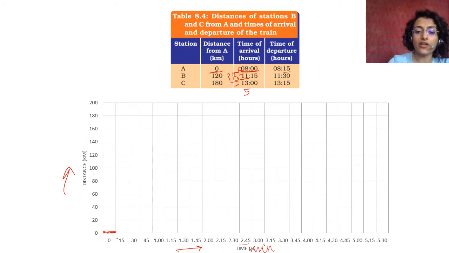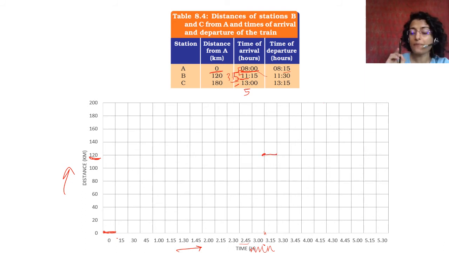11:15 is 3.15. It is 3 hours 15 minutes away, right? So 3.15 is this. Okay, at 3.15 we have 120 kilometers, in 3 hours 15 minutes, it has covered 120 kilometers. So it has reached here. Okay, it stays at station B for 15 minutes, which means it is not covering any distance for these 15 minutes. So it stopped here for 15 minutes.